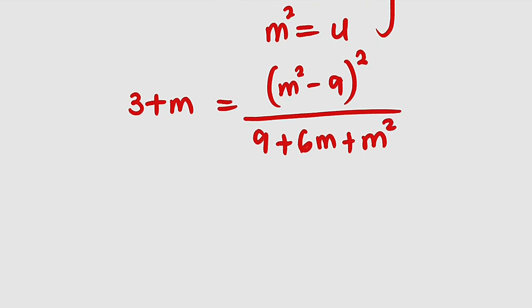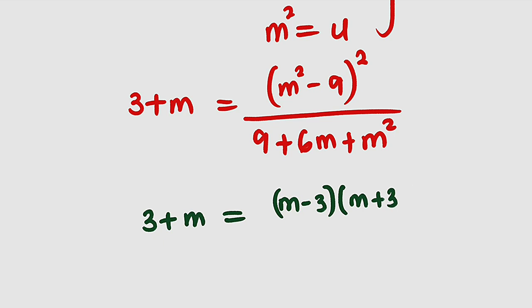Squared. So let me further break it down. We have 3 plus m equal to, this is a difference of two squares that can be factorized as m minus 3 multiplied by m plus 3, right? If you expand this, you have to get m squared minus 9, definitely. But remember, it is raised to the power of 2.